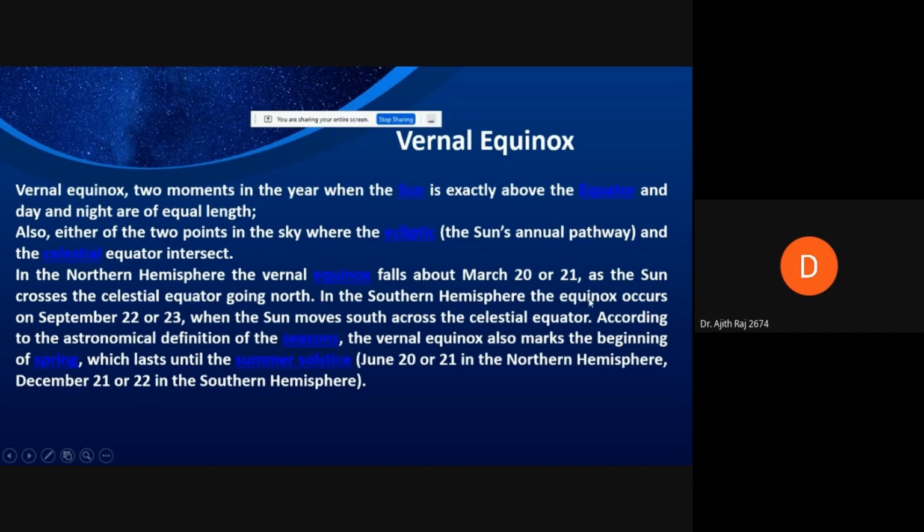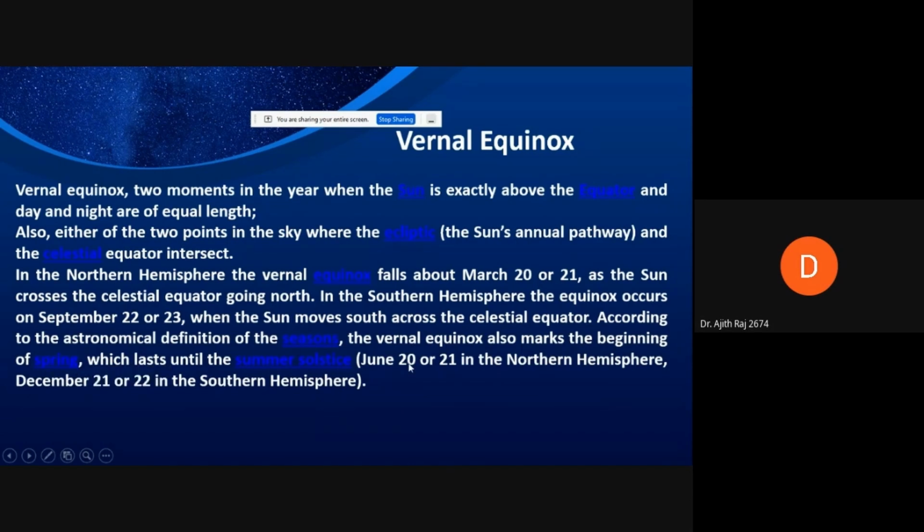In the southern hemisphere, the equinox occurs on September 22 or 23 when the sun moves south across the celestial equator. According to the astronomical definition of the seasons, the vernal equinox also marks the beginning of spring, because generally we will calculate this as a reference. We will start from March, where the spring season starts.